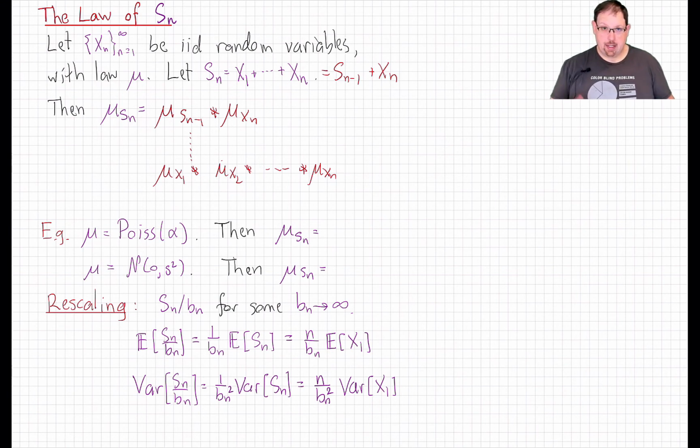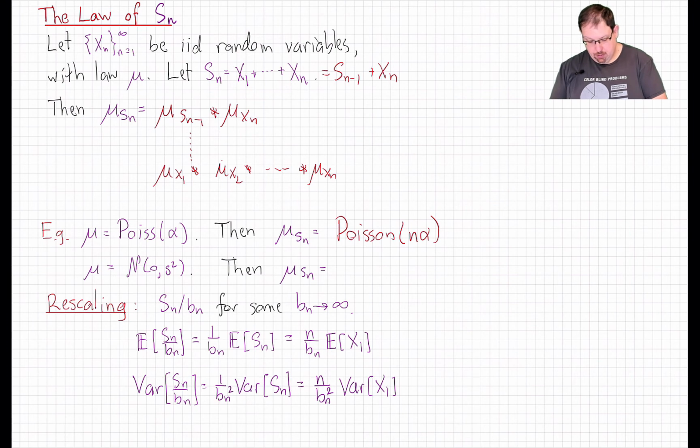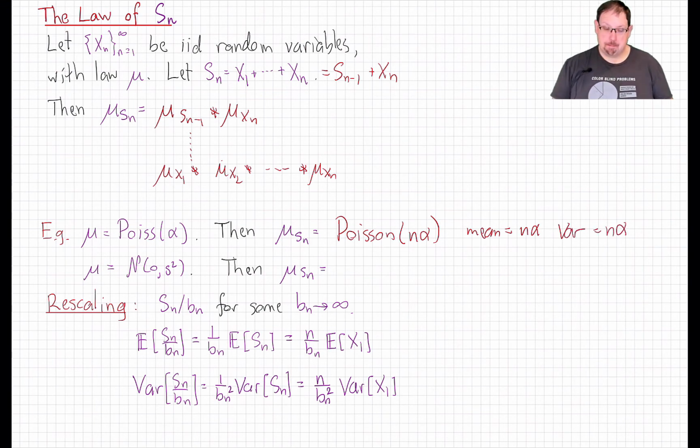So, for example, taking advantage of the calculations that we just did, suppose that I have the law mu is a Poisson law of mean alpha. That is, I take n independent Poissons of the same parameter alpha. Then the law of their sum is going to be a Poisson whose mean is n times alpha. And just to remind you, that means that the mean of this random variable Sn is n times alpha, and for Poissons, the variance is the same as the mean.